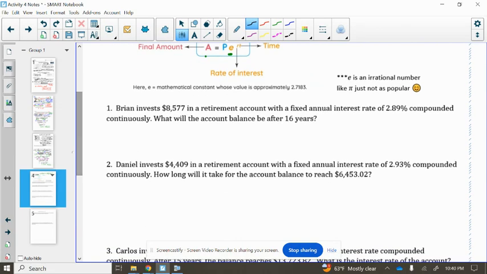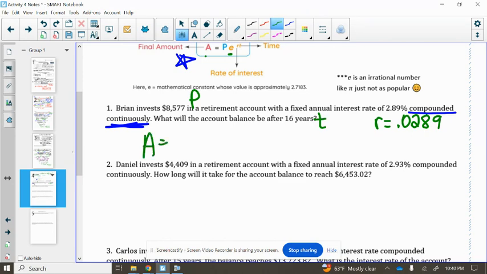So when we are calculating, we have Brian, and he's investing a starting amount of $8,577 in an account with an r value of 2.89, so 0.0289 for our r as a decimal. And this time we are going to use the formula because we see we are compounding continuously. So that's how we know this is the right formula. And we want to know what is going to be this balance after 16 years.